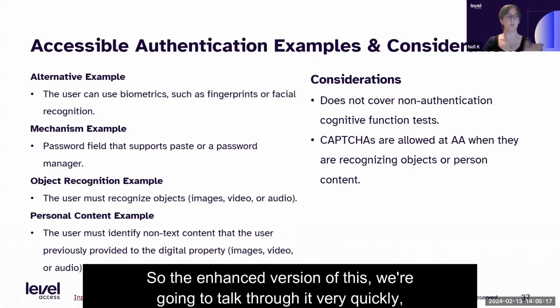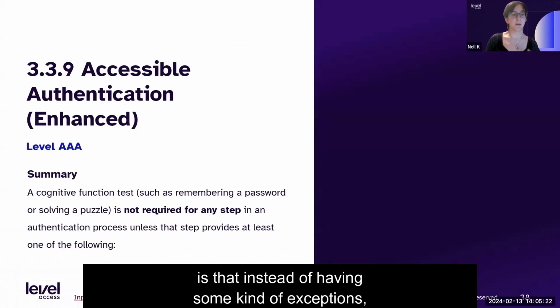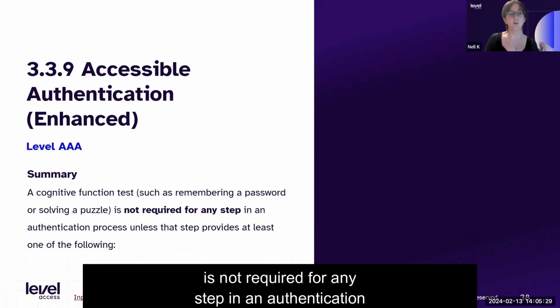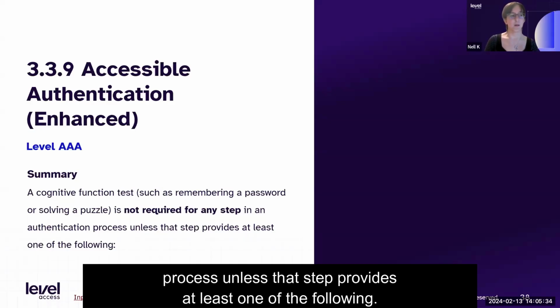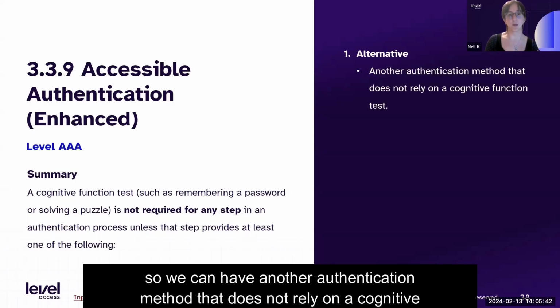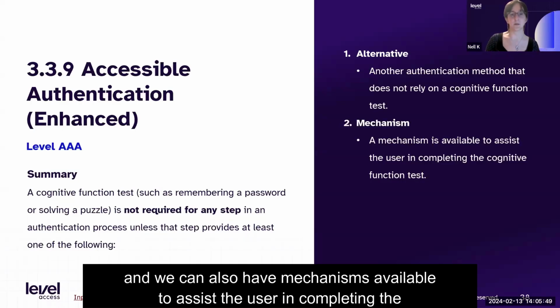So the enhanced version of this, we're going to talk through it very quickly, is that instead of having some kind of exceptions, a cognitive function test such as remembering a password or solving a puzzle is not required for any step in an authentication process, unless that step provides at least one of the following. So with the enhanced version, we can have alternatives. So we can have another authentication method that does not rely on a cognitive function test. And we can also have mechanisms available to assist the user in completing the cognitive function test.